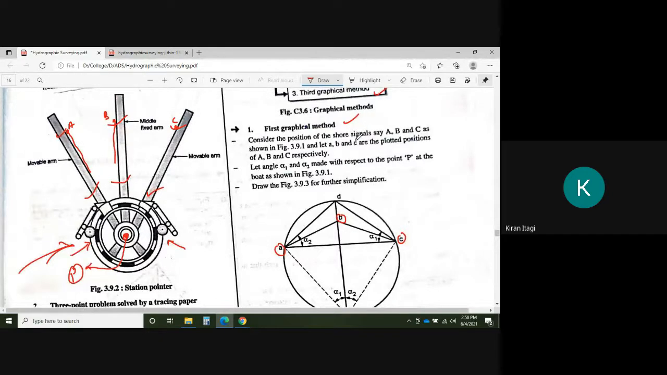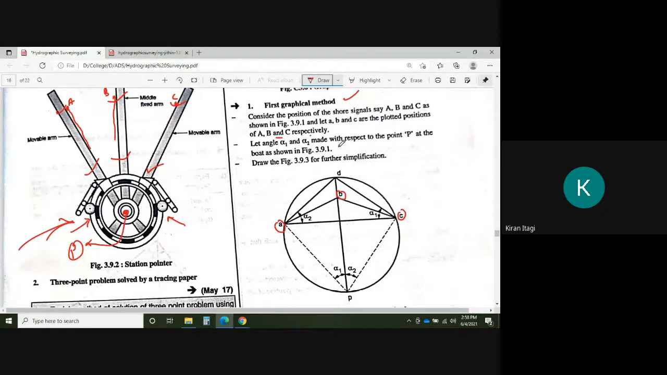Consider the position of the shore signals, say A, B, C. Let a, b, c be the plotted positions of A, B, C respectively. Let alpha 1 and alpha 2 be the angles made with respect to P. See here, these are the angles taken from the boat, alpha 1 and alpha 2, made with respect to P at the boat, as shown in the figure.